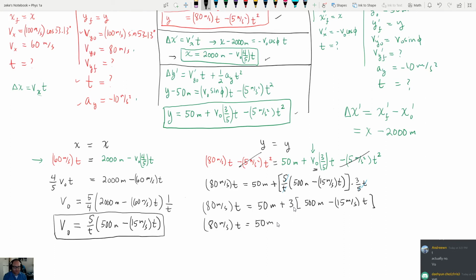Okay, 3 times 500 is 1,500. And 3 times negative 15 would be negative 45. Now we just need to add this one to the left-hand side. So 80 plus 45 should be 125, I believe.